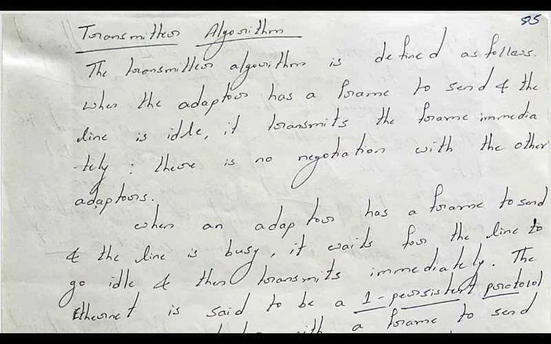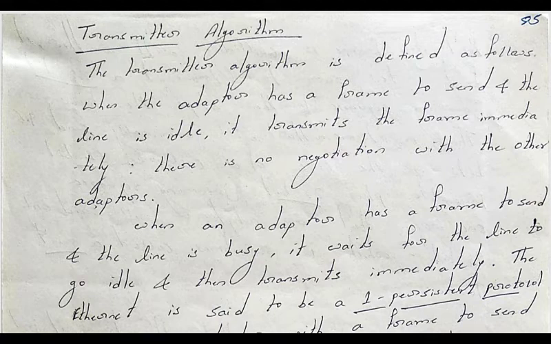A transmitter will send a minimum of 96 bits in case of a collision. Whenever a collision is detected, the minimum number of bits it has to send is 96 bits. Why? Because 64 bits is the preamble plus 32 bits of jamming sequence. So the total number of bits it has to send is nothing but 96 bits.